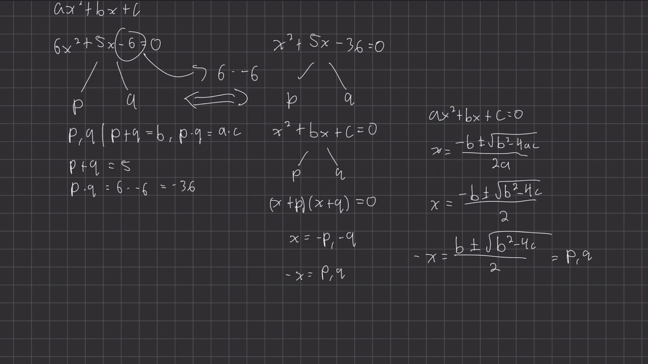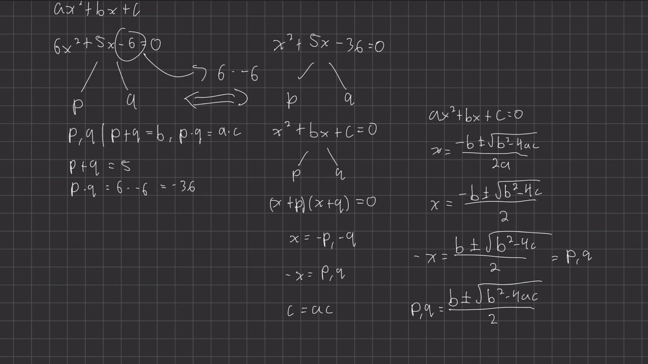It may look a little weird, but we can basically treat this as c is equal to a times c. Now subbing in c equals a times c, we get that p and q is equal to b plus minus square root of b squared minus 4ac, all over 2. And that right there is the factoring formula.